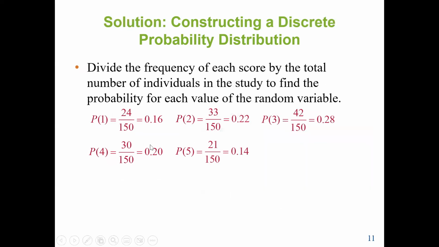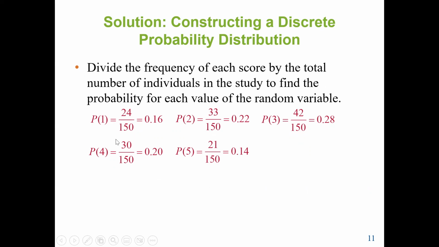So to come up with the probability distribution, we are going to find the probability of each score. The probability of 1 will be 24 over 150. Again, 150 is the total number of employees, and 24 is the number of employees that have the score of 1. For the probability of 2, we have 33 out of the 150. So we are finding the relative frequency for the scores from 1 to 5. For example, the probability of having a score of 5: we have 21 employees that have 5, and we divide by 150.